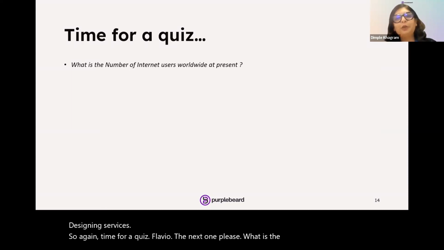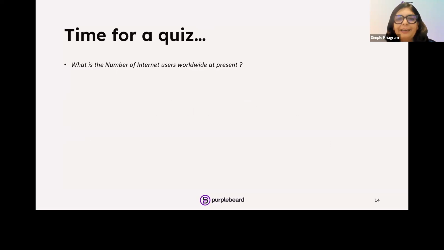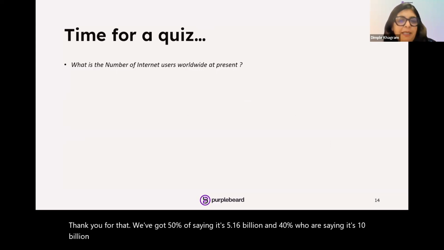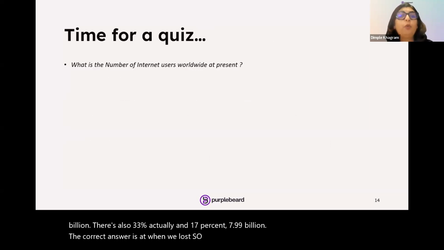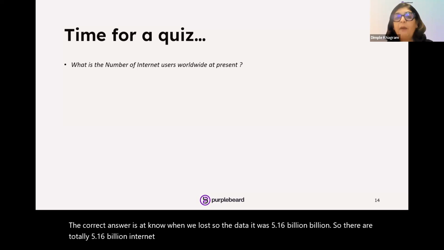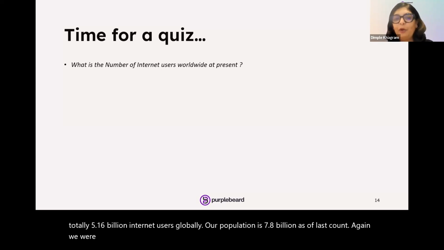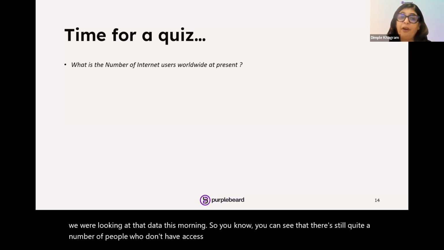What is the number of internet users worldwide at present? Thank you for that. We've got 50% who are saying it's 5.16 billion and 40% who are saying it's 10 billion. There's also 33% actually, and 17%, 7.99 billion. The correct answer, when we last saw the data, was 5.16 billion. So there are a total of 5.16 billion internet users globally. Our population is 7.8 billion as of last count. Again, we were looking at the data this morning. So you can see that there's still quite a number of people who don't have access to the internet. However, there are 5.16 billion people who do have access.